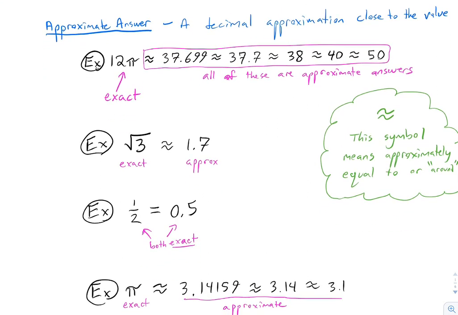So like 12 pi, you could approximate it as 37.699, or even less precise, 37.7, or 38, or 40, or 50, or to the nearest million, it's rounded to 0. All of those values are quote-unquote near 12 pi, but 12 pi is the exact value out to 10 billion trillion decimal places. It's exactly, perfectly accurate. Same thing, square root of 3 is exactly, perfectly accurate.